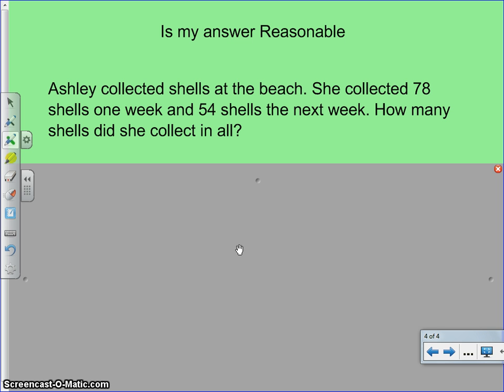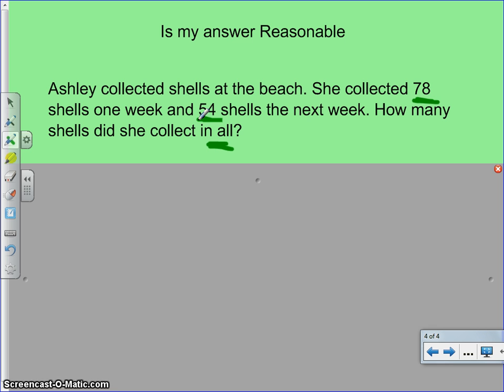Ashley collected shells at the beach. She collected 78 shells one week and 54 shells the next week. How many shells did she collect in all? I see my keyword "in all" here. That's telling me I'm going to add. So I'm going to add what she collected in one week, which is 78, plus 54.